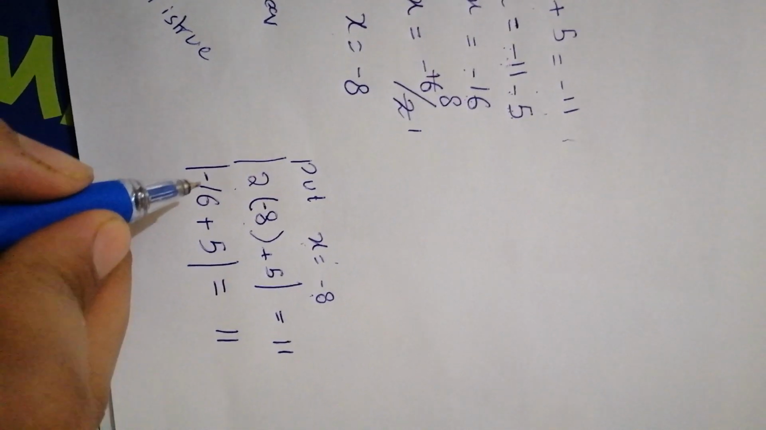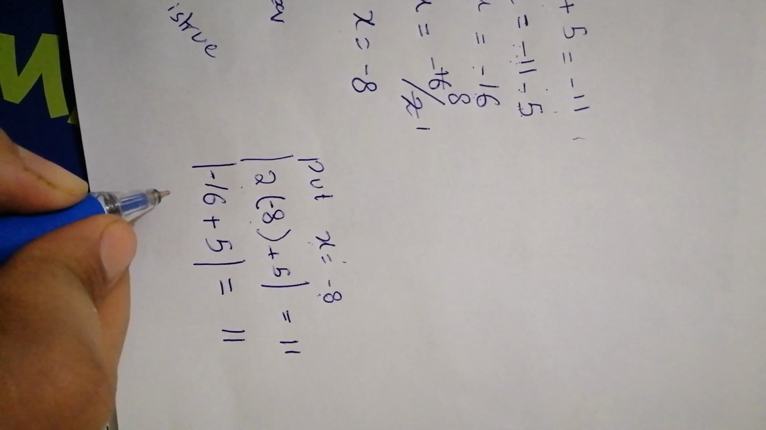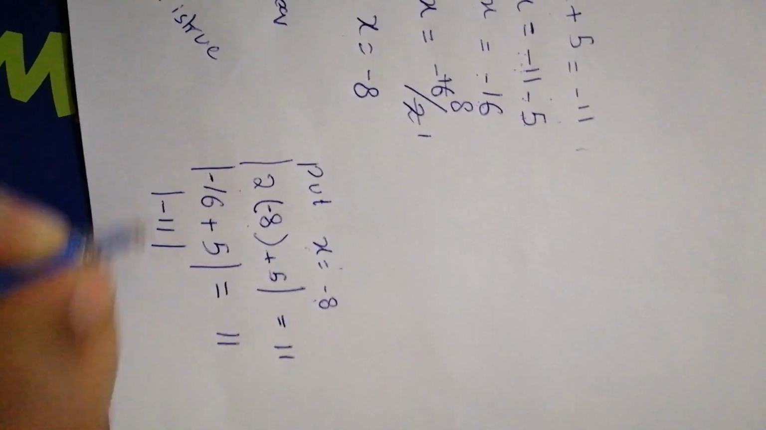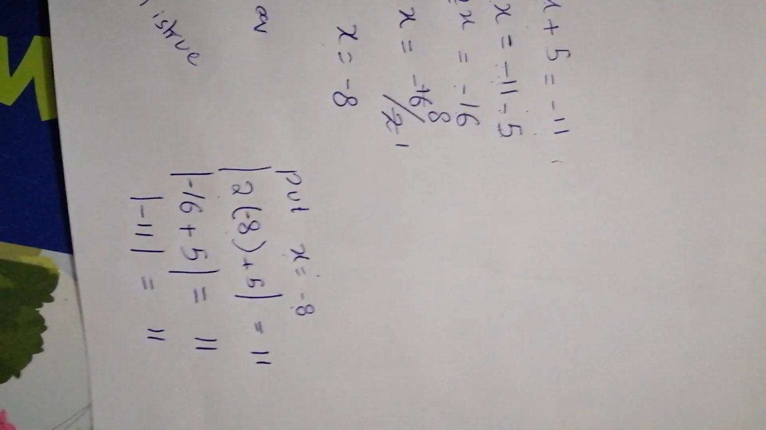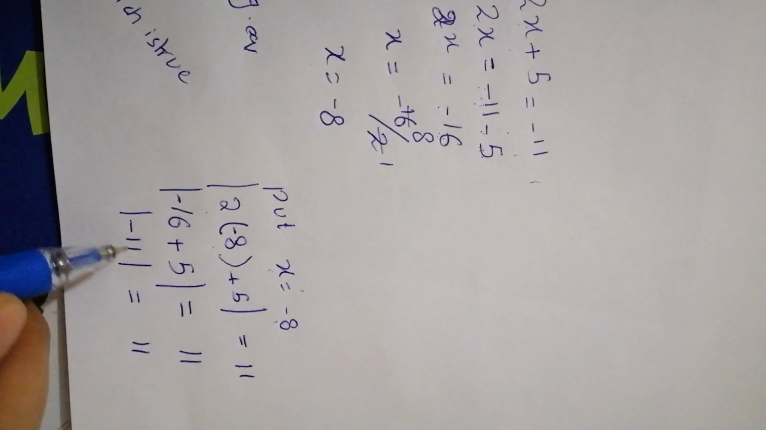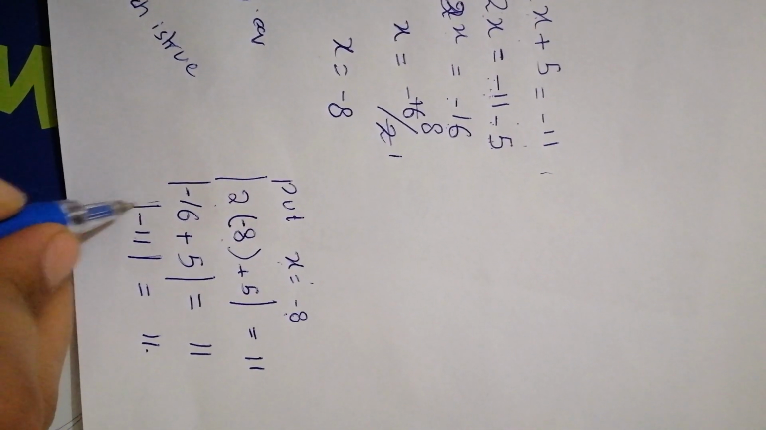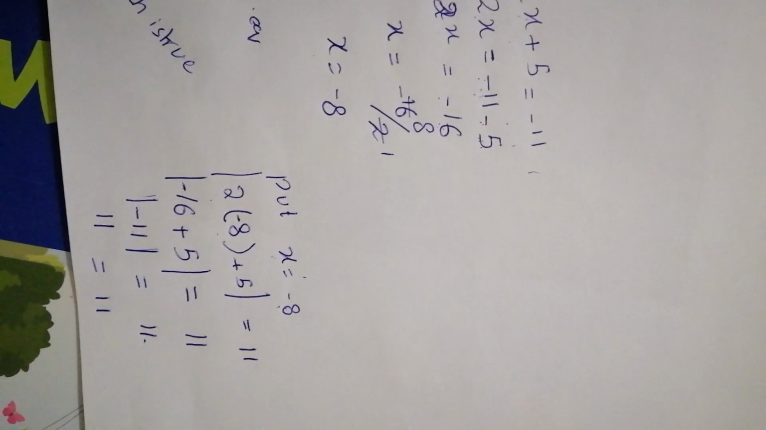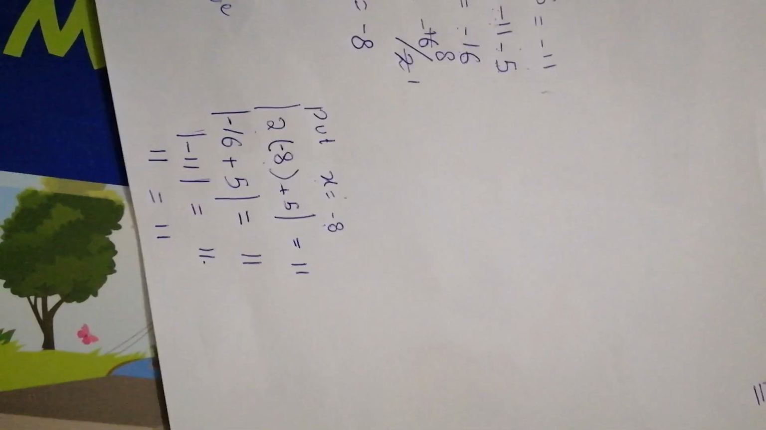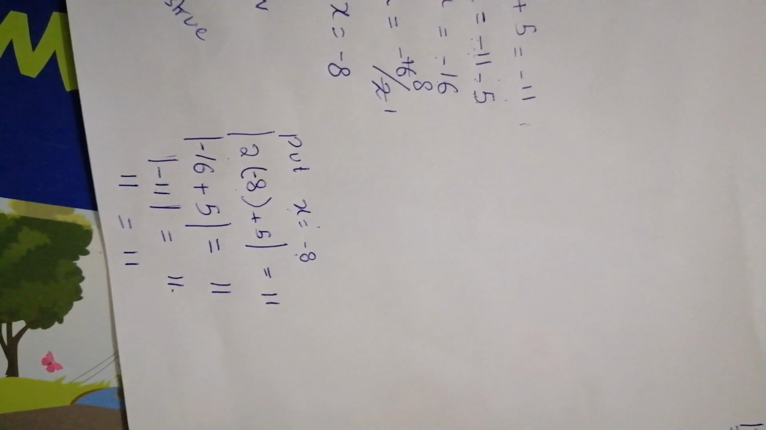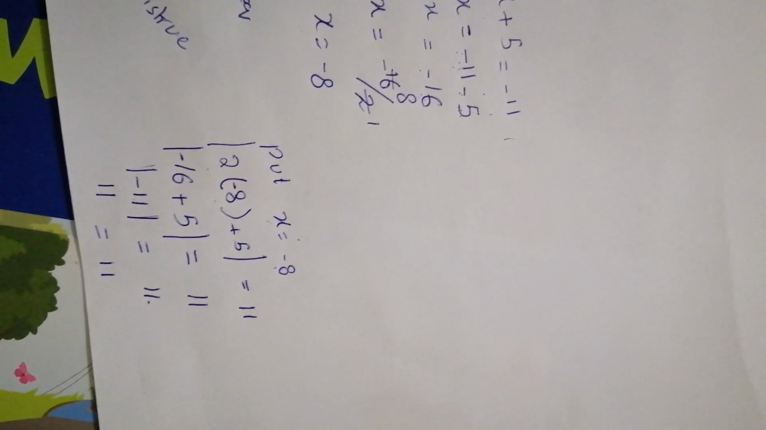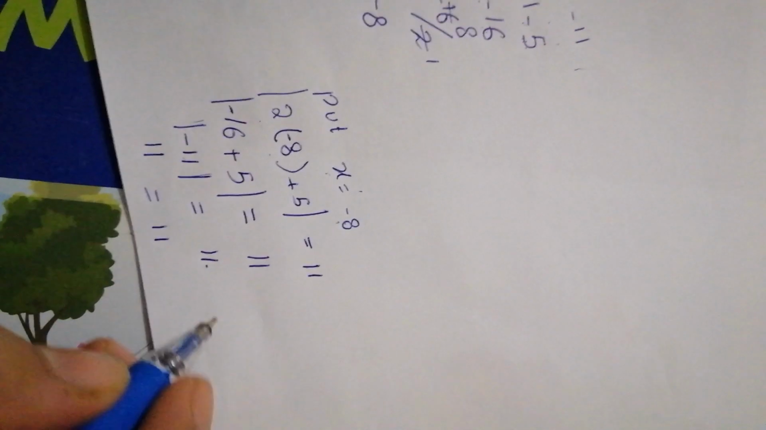Now you can see minus 16 plus 5. Yes, the larger value has a negative sign, so it is minus 16 plus 5, which is minus 11. Right? So the absolute value of minus 11 is basically positive 11, which is equal to 11. Right? Which is also true.